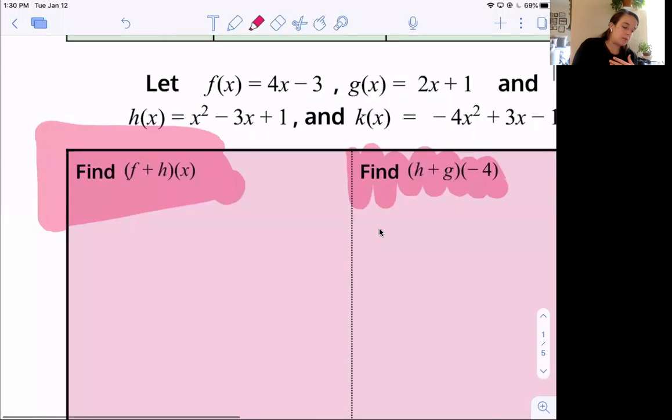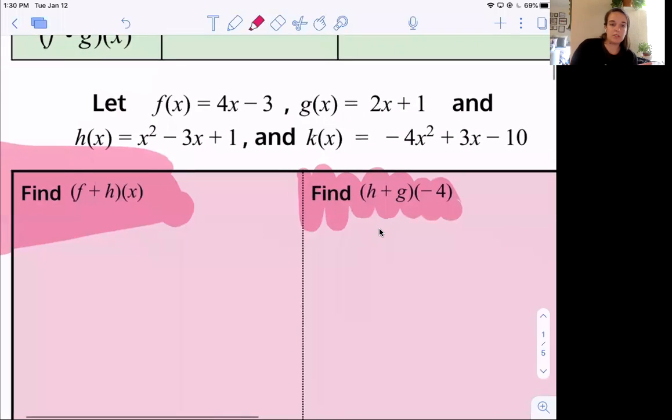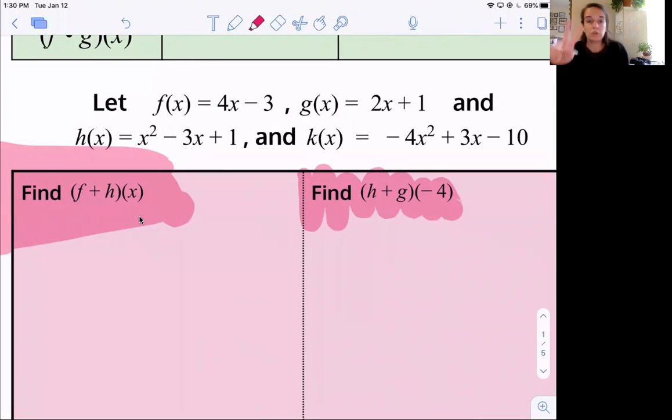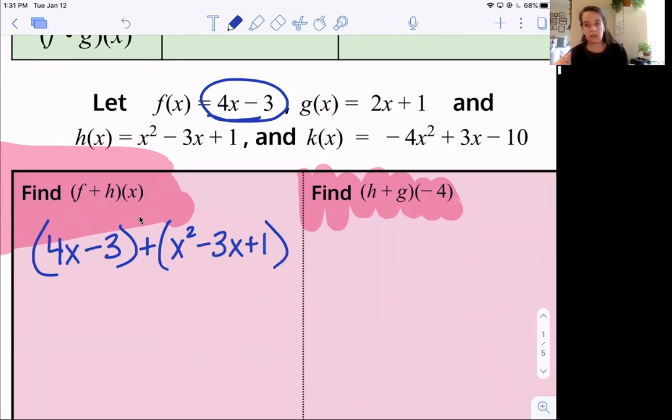So I'm going to start with this problem here. Make it so we can still see those equations. This right here says f plus h of x. So the two equations that we're going to put together are the f equation and the h equation. So f here, I'm going to do 4x minus 3. This would be a good thing to write down. 4x minus 3. And then we're going to add in the h equation, x squared minus 3x plus 1, like that.